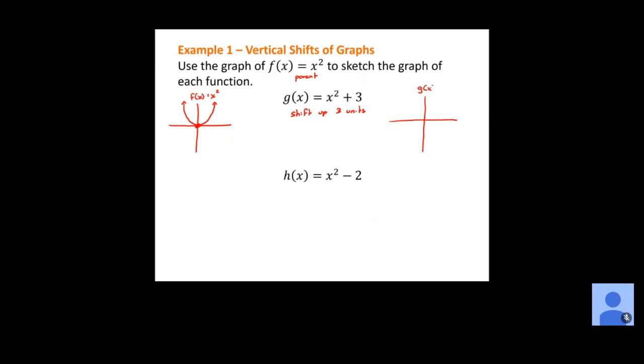My g of x. Where are we actually going to start this time then? Where would that vertex be? At 0, 3. Good. So we're going to move it up 3 units on the y-axis. We're going to have a point right here now. Notice nothing else has changed, so it's still going to be that parabola. It's still going to open upward, and so it's going to look something like this now. But the whole thing is shifted up 3 units from the origin now. Any questions about how we got that graph?